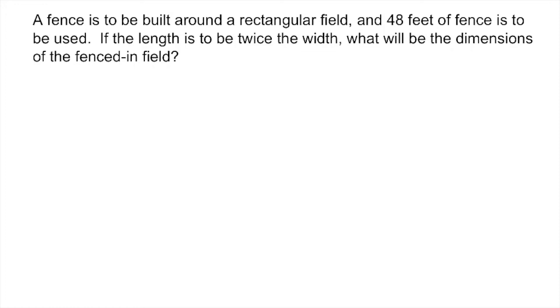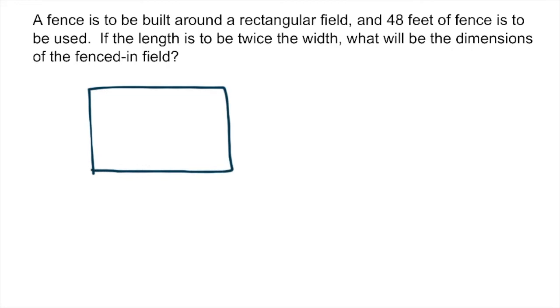Let's start by drawing a picture. So I don't know what the dimensions of my field are going to be, but I know it's supposed to be a rectangle. And a rectangle has a width and it has a length. Okay, so I know that much. 48 feet of fence is to be used. So when I build my fence, I've got 48 feet that I can use. Well, if I'm concerned with how much fence I'm going to use, that means what I'm after here is the perimeter. And I know the perimeter has to be 48.